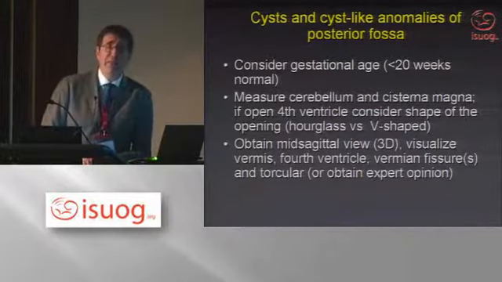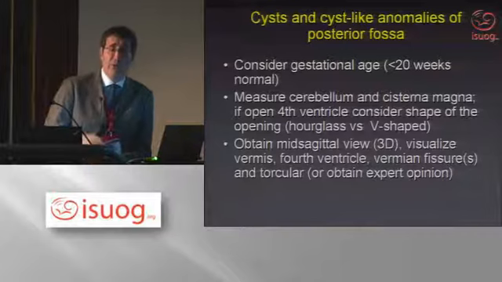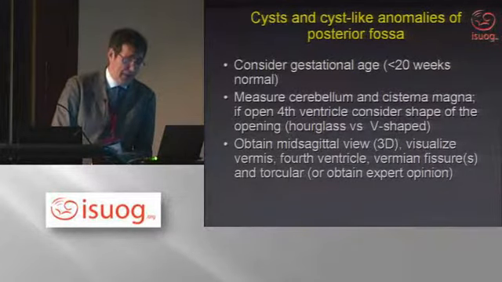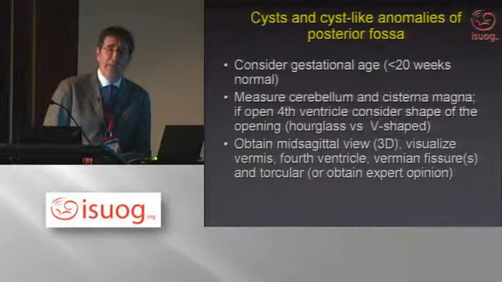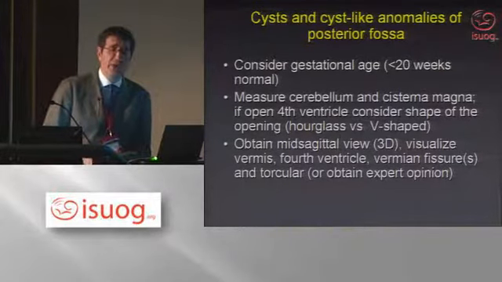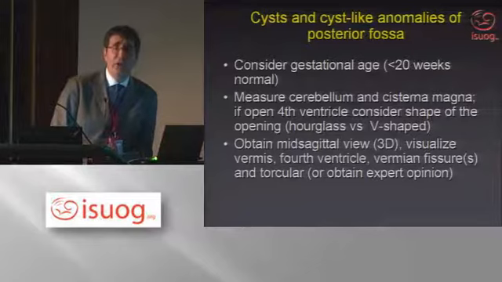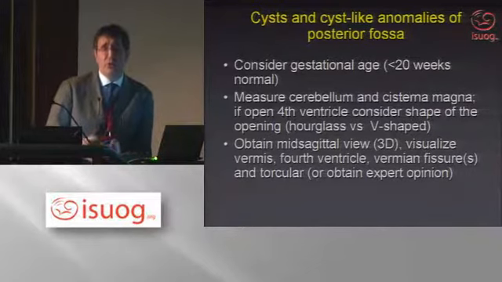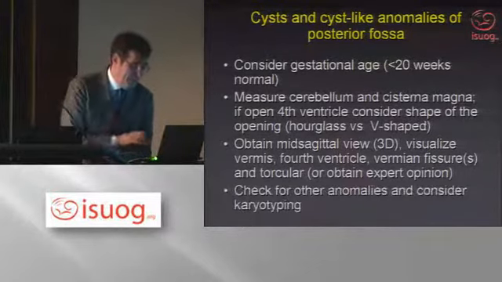You should obtain a mid-sagittal view. If you have 3D ultrasound, try to use it because it is very convenient. You should visualize the vermis, whether it is present or not. You should visualize the fourth ventricle, the vermian fissure, and the torcular. If you are not an expert about that, then you should obtain an expert opinion.